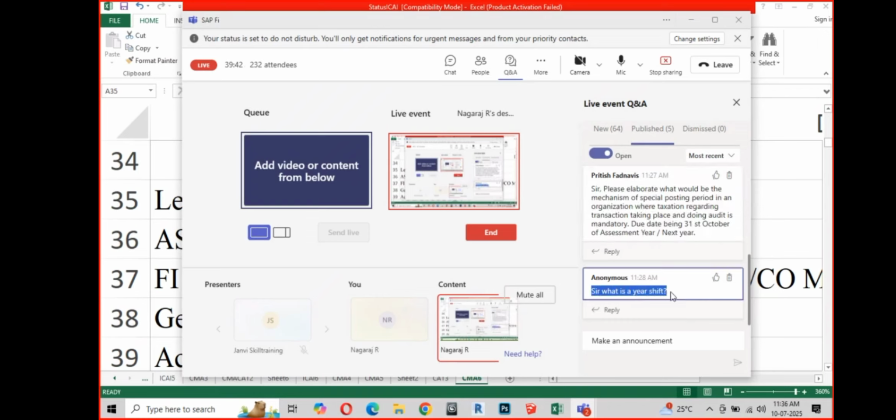I think this person is exposed to SAP. What is a year shift? For people who are not in a position to understand this, it is still okay. But for answering the question as to what is a year shift, let me go back to the topic of fiscal year. And please tell me if your questions are satisfactorily answered also.